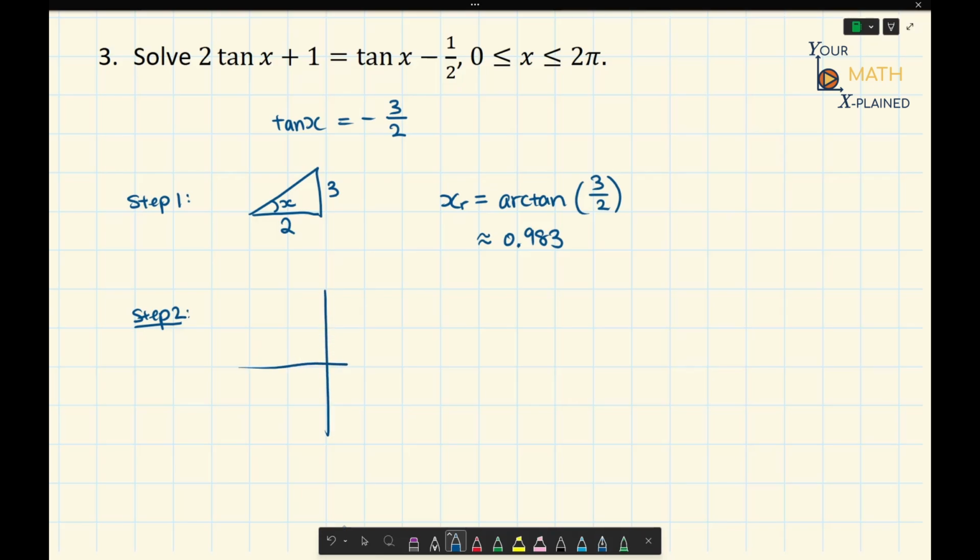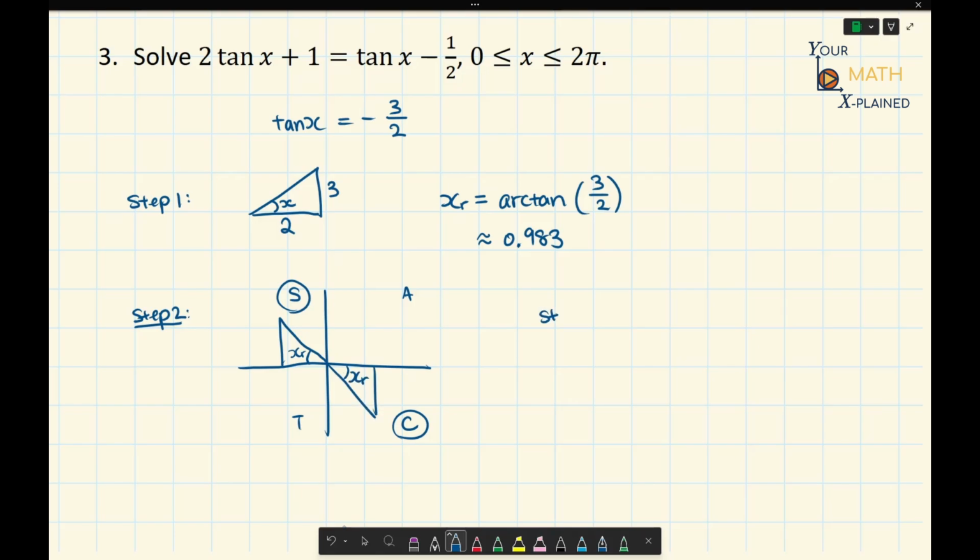Now step 2, we're going to draw our reference angle in the quadrants. So here we have our A, S, T, and C. And since our tangent x here is a negative number, that tells us we're either in quadrant 2 or in quadrant 4. So now drawing our reference angle in these two quadrants, we get one here. So this is our x R. And then the other one is in quadrant 4, which is down here.